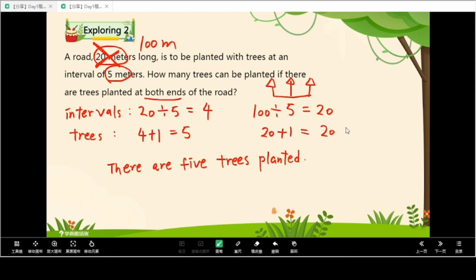And when you do the word problem, remember to write the final sentences. Remember to write this answer, or else you will lose marks. So remember this, okay? And let's move on to the next question.